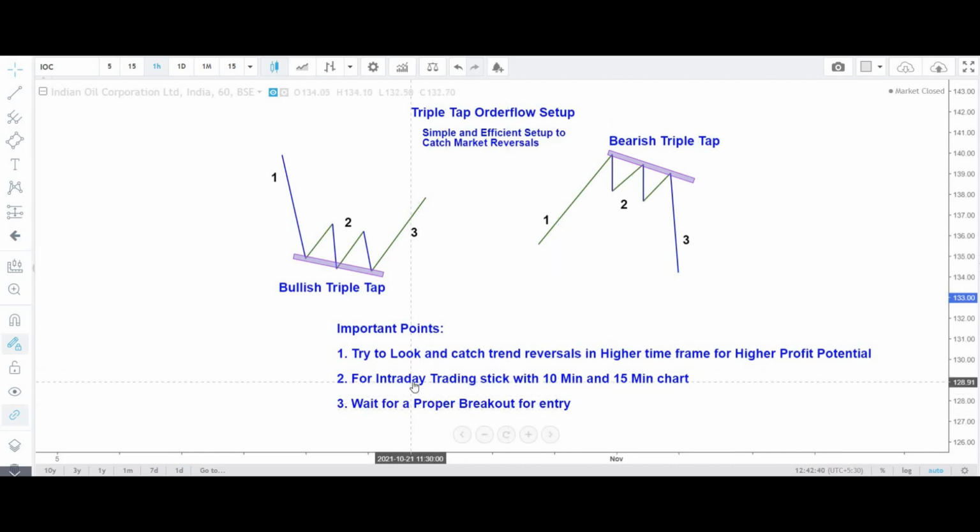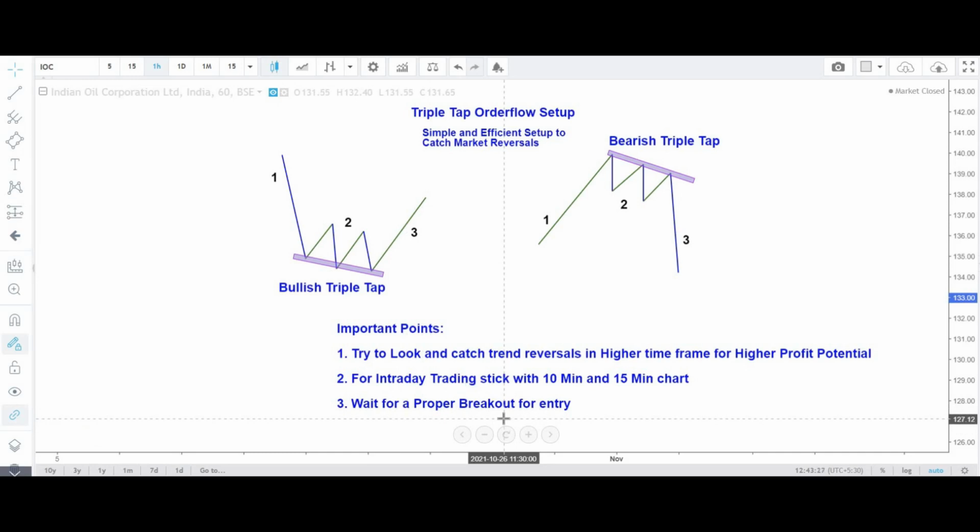If you are an intraday trader and want to trade this type of price action setup on a lower time frame, I recommend you stick with the 10 minute as well as the 15 minute chart, and anything less than 10 minutes is not an ideal time frame for price action traders. The final point is you need to wait for a proper breakout to take the entry. Don't rush into positions, wait for a clear breakout, or in some cases wait for a proper retest. Once you get a proper retest, you can go for the entry.